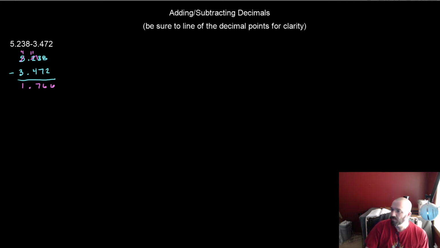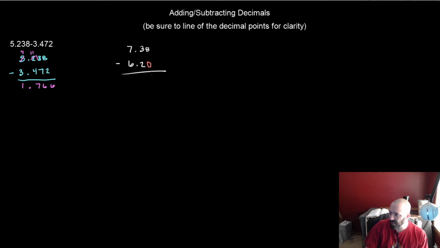So anyway, moving on to the next one. Let's try one where we're missing digits. Something like 7.38 minus 6.2. So now I'm missing a digit in the 6.2. I'm still lining up the decimal points, however. So because I'm missing a digit there, I'm going to replace that missing digit with a 0. It doesn't change the value of the number, but it does go ahead and give us the correct number of digits.